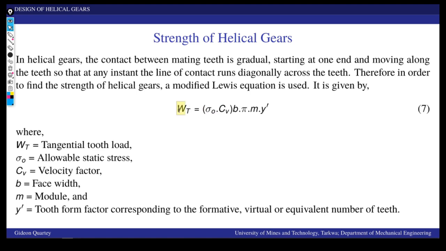So in this equation, the transmitted load, or the tangential load, is equal to sigma naught, which is the allowable static stress, times the velocity factor, times the face width, times pi, times module, times y prime, and y prime is the tooth form factor, which corresponds to the formative number of teeth.